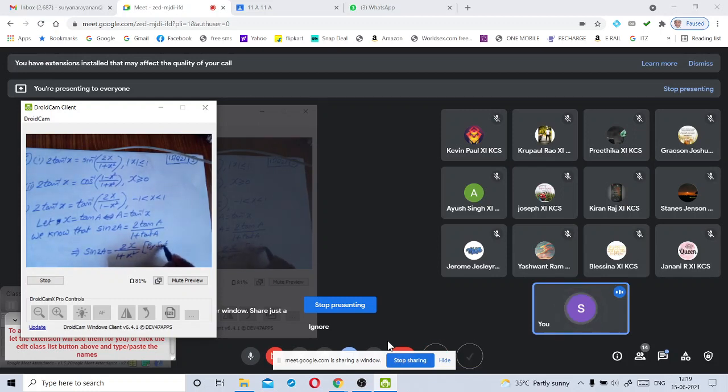By substituting tan A is equal to x, we get this step. If you send this sine to the RHS, what will you get here? Previously, I told you if you send a sine to the RHS, it becomes a sine inverse. So 2A is equal to sine inverse of 2x by 1 plus x square.